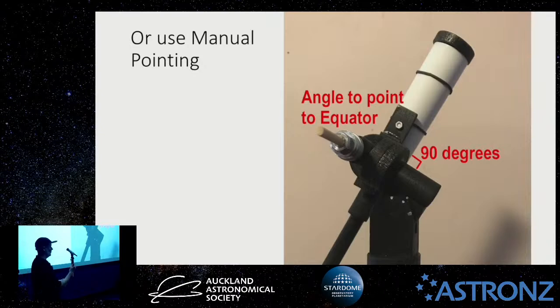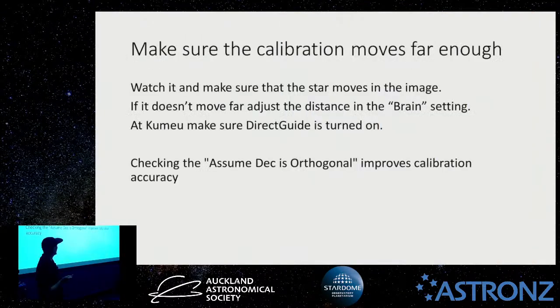if this is your scope and it's pointed at the celestial pole, then at right angles to this, it's pointing at the celestial equator, if you're doing it manually. So make it 90 degrees. Make sure the calibration moves.